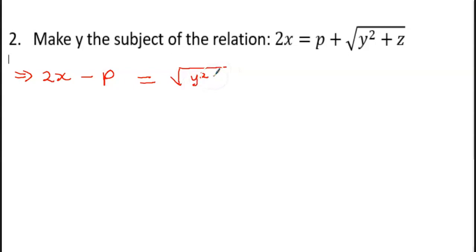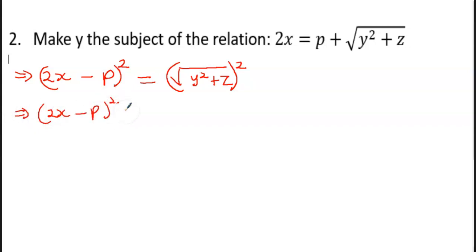Now y is under the square root sign, so we can square both sides. Now remember, it's not about squaring term by term. You put them together and square. So we have 2x minus p all squared is equal to, so this square will take care of the square root, so it will disappear. We have y squared plus z.